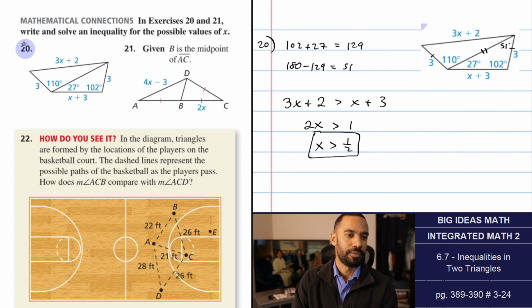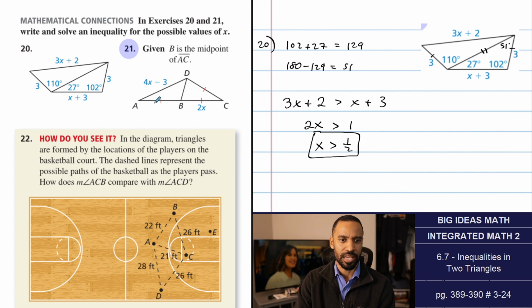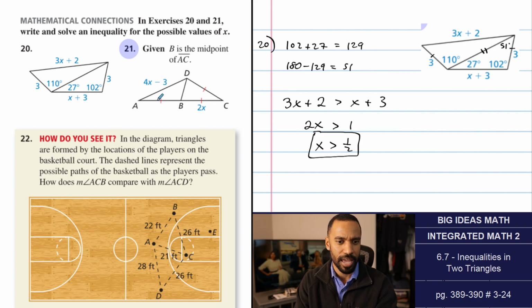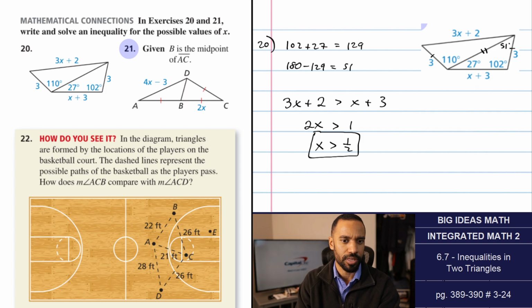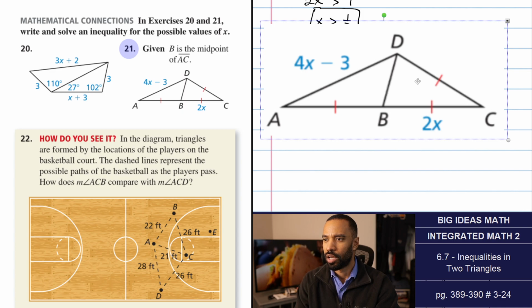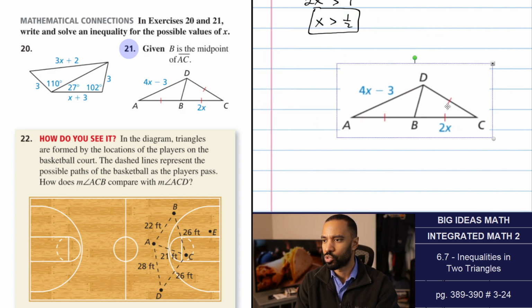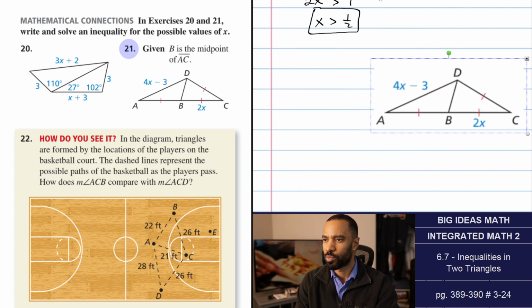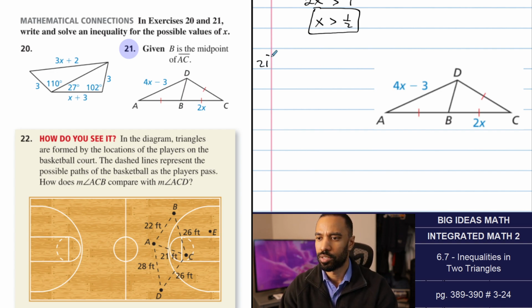All right, number 21. Given B is the midpoint of segment AC, and they marked that up for us to kind of show there's congruency. And then they give you something else as well. They show you that segment DC is also congruent in that way. So let's see what to do on 21. I'm going to copy it over, and I'm going to write that down. Number 21. We're almost done. 24 is the last one.